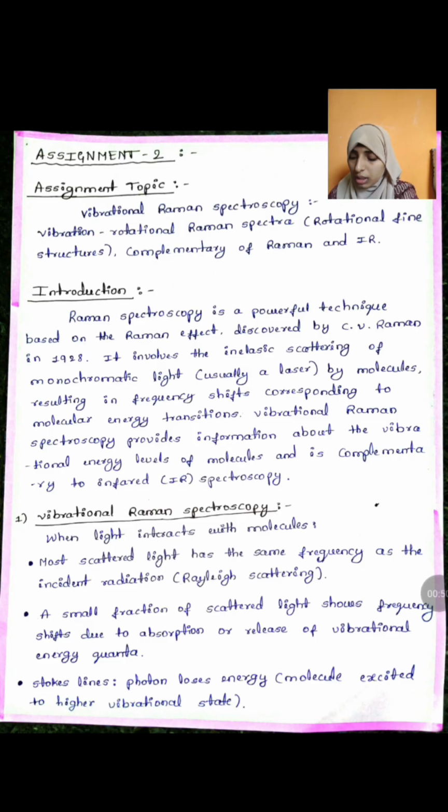Vibrational Raman spectroscopy is when light interacts with molecules. Most scattered light has the same frequency as the incident radiation, and a small fraction of scattered light shows a frequency shift due to absorption or release of vibrational energy quanta. In Stokes lines, the photon loses energy and the molecule is excited to a higher vibrational state. In anti-Stokes lines, the photon gains energy as the molecule relaxes from an excited vibrational state. Thus a Raman spectrum contains the Rayleigh line at the center, and Stokes and anti-Stokes bands. This is vibrational Raman spectroscopy.